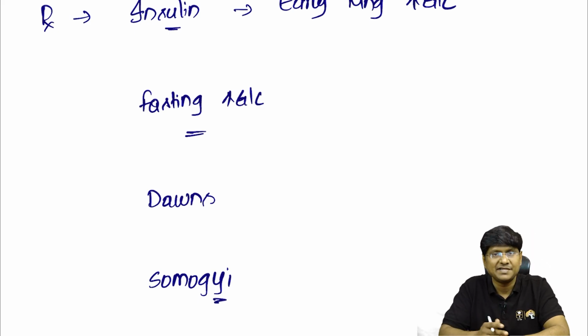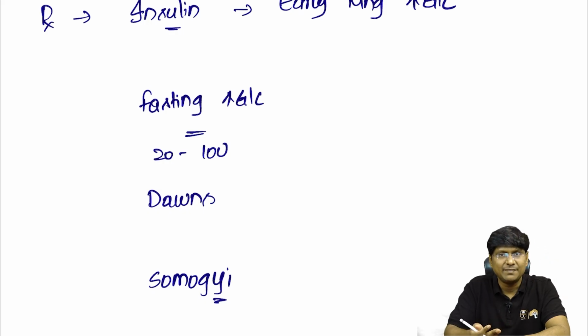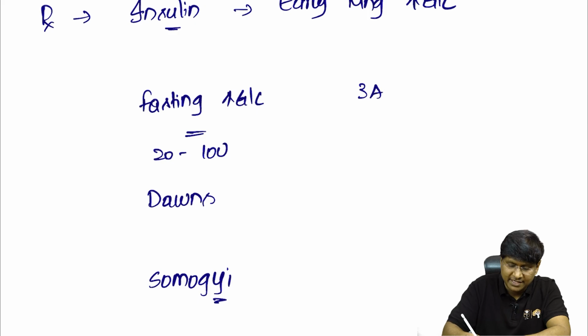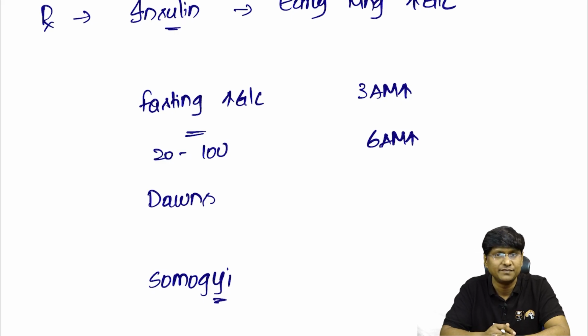Fasting hyperglycemia is because of inadequate administration of the night dose of insulin. The patient was advised 20 units, but the patient has taken only 10 units in the night. So thereby, all through the night, the blood glucose levels will not be controlled. So the 3 AM blood glucose levels will be high, and even the 6 AM blood glucose levels will also be high because the patient did not take an adequate dose of insulin.